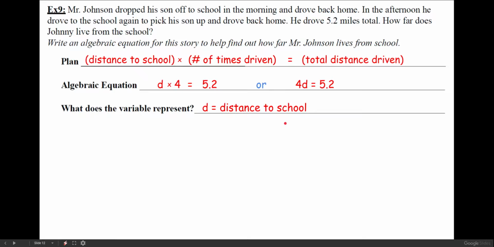Anyhow, that is how you write equations from real life examples, and you could then use those to solve it. I know many of these were really simple examples, and you felt like, well, I don't really need an equation to do this, and you're probably right. But it is important to be able to write equations from stories. So go ahead and try some on your own. Good luck.